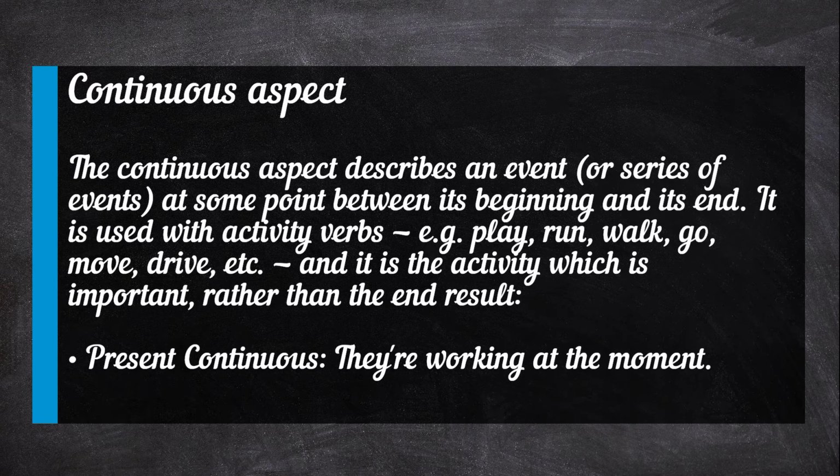The continuous aspect describes an event, or series of events, at some point between its beginning and its end. It is used with activity verbs, for example play, run, walk, go, move, drive, etc., and it is the activity which is important, rather than the end result.